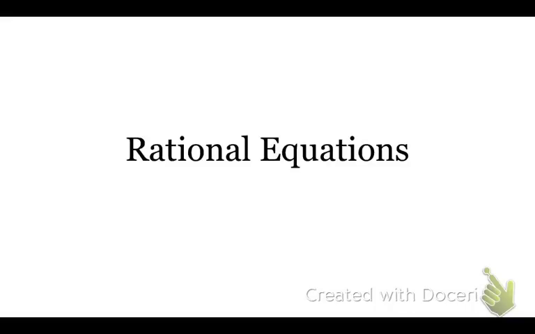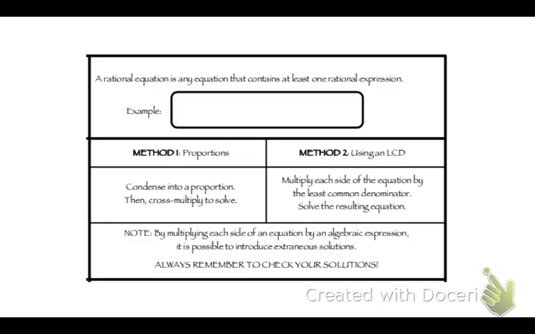Okay, rational equations. So we just dealt with rational expressions, like adding, subtracting, multiplying, simplifying, dividing, all the good stuff. So now we're getting to equations where we actually have to solve these out. Okay, and let's get going on this. A rational equation is any equation that contains at least one rational expression. So 4 over x minus 4 equals x plus 1 over 9 is an example of a rational equation.